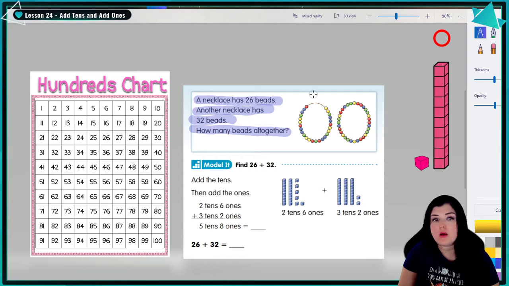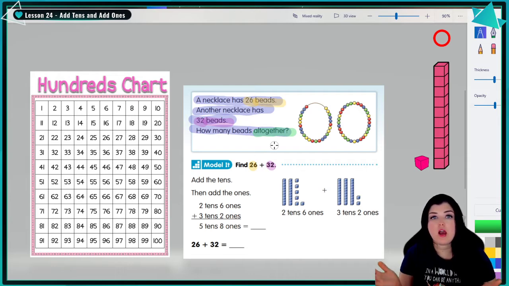So when we look back at the problem, let's see what information is important. We have 26, which is the number, and then beads, which is the object. So that's one of our parts. And then we have 32, which is our number, and beads, which is the object. That's our second part. And because they use the word altogether, that means they want us to bring both of our parts together to find the whole number. If I take this part and this part, how many do I have altogether?